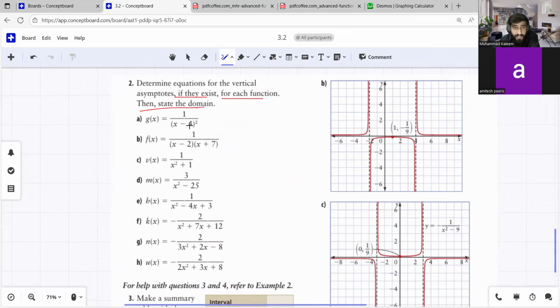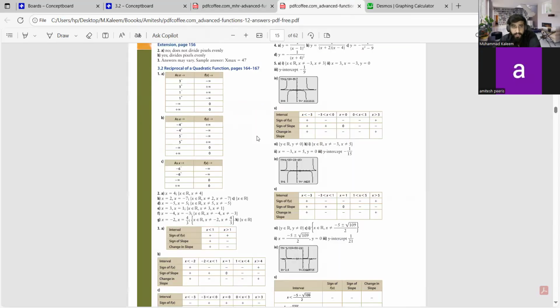So 1 over (x minus 4) squared. What will be its asymptote? Its asymptote will be at x equals 4. And what will be its domain? Its domain will be all real numbers except 4, or we can say minus infinity to 4, and then 4 to infinity. This one will be its domain. And if we want to verify the answer, we can verify here.